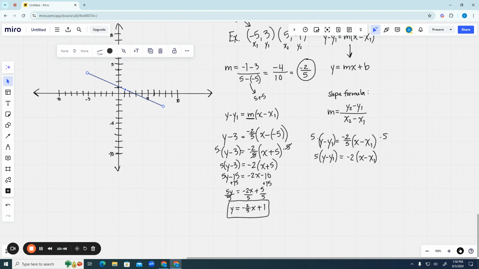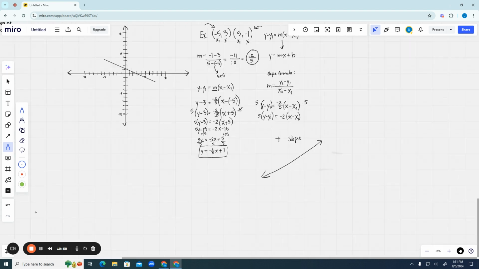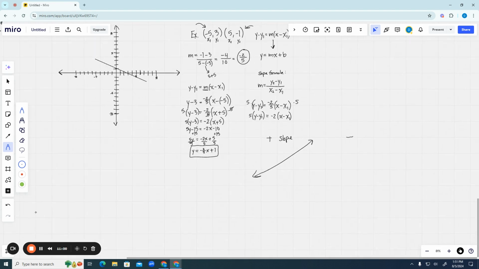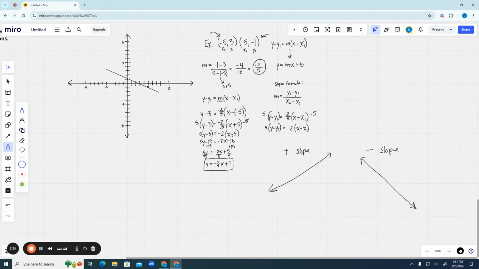Just an important thing to note is that if you have a positive slope, you just need to remember that your line is going to go up and to the right. So you need to pay attention to that when you do these problems because a lot of people skip over it. And if you have a negative slope, it's going to go down and to the right. Just know that they'll look like that. And that's it.